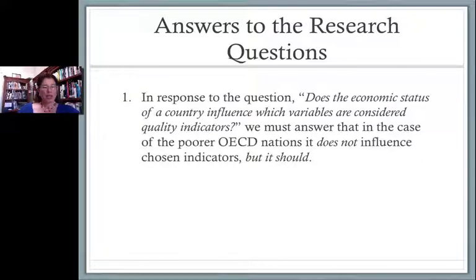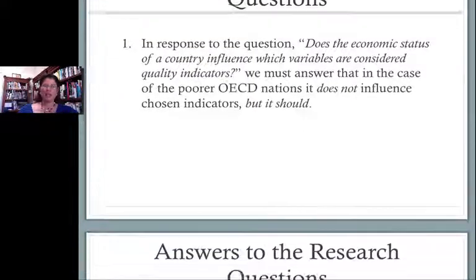We found that the poorer countries, Chile, Mexico, Turkey, it didn't influence. They were measuring the exact same things as the very, very rich countries were measuring. Luxembourg, United States, they were measuring the same things, but the recommendation is that they shouldn't. They should actually take some more time to decide whether or not those exact same things should be measured, because they may be at different stages and need different types of things. So there should be a deeper reflection there about the choice of indicators.